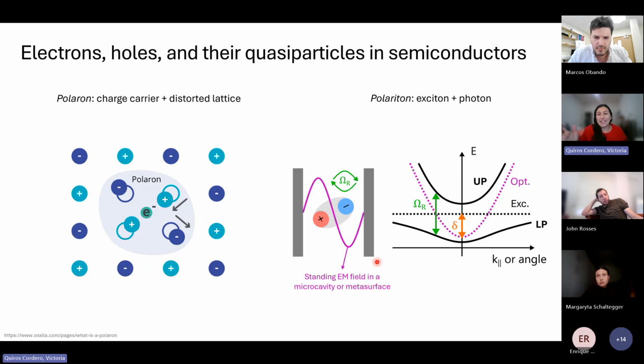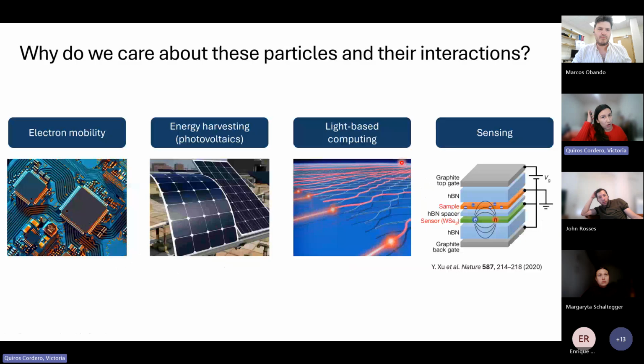We can discuss the details of how these quasi-particles form in the questions, but the main idea I want you to take from this is that it's a bunch of things that move together. In one case, it's a charge carrier with a distorted lattice, and in the other, it's an exciton and a photon that couple so strongly that you change the energetic levels in the system. You create these upper and lower polariton bands that are different from the exciton energy and the microcavity optical photon energy.